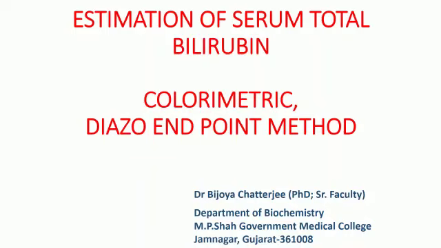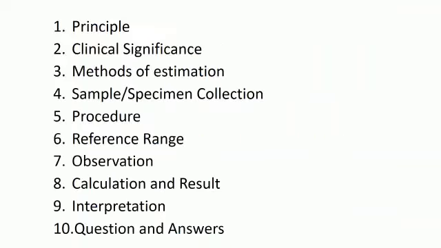So today we will be discussing estimation of serum total bilirubin. The estimation will be done by the colorimetric diazo endpoint method. We will be discussing this under 10 headings, that is principle, clinical significance, methods of estimation of total bilirubin, sample specimen collection, procedure, reference range, observation, calculation and result, interpretation, question and answers.